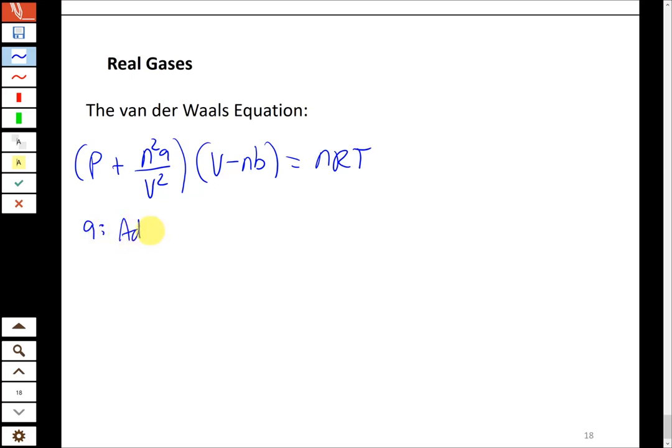So A and B are specific to each gas that we have. So it's not a universal constant in this case. It's a constant that's specific to the gas that we're using this equation for. Every gas is going to have different values for those parameters, A and B. But A adjusts for the interparticle interactions.